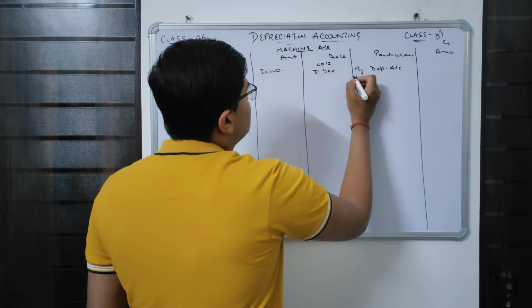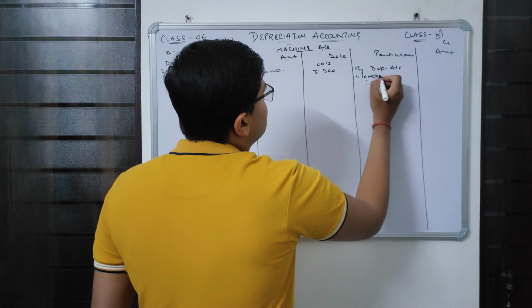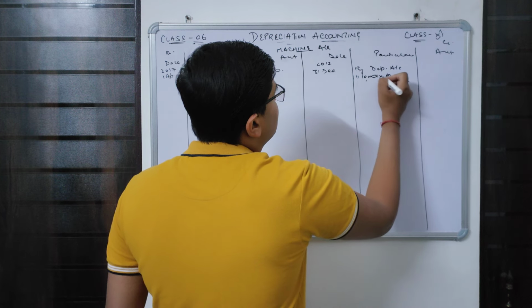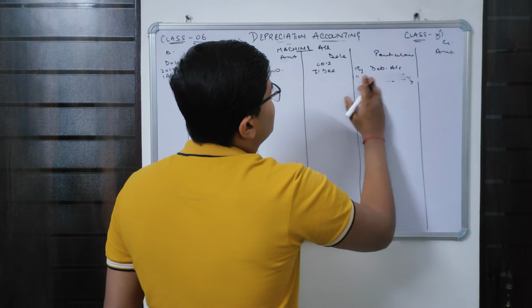You can calculate it for 10,000. So 10,000, 10%, and for 9 months it will be 1,000 times 3 by 4. It will be 750.